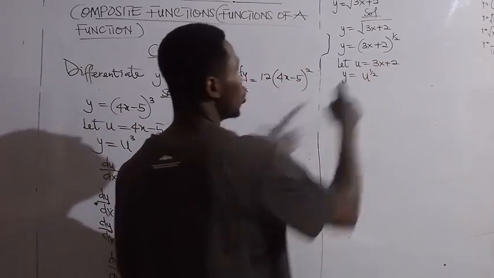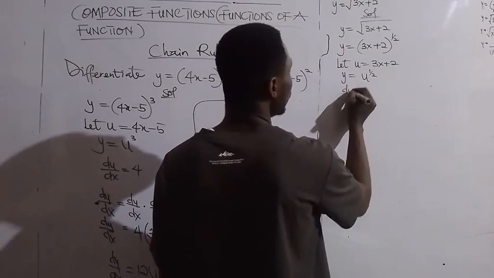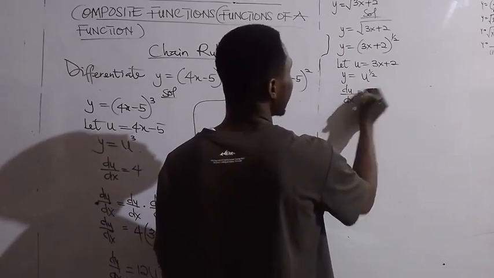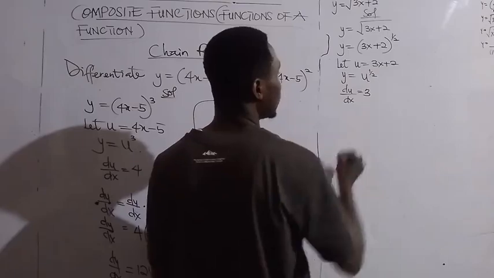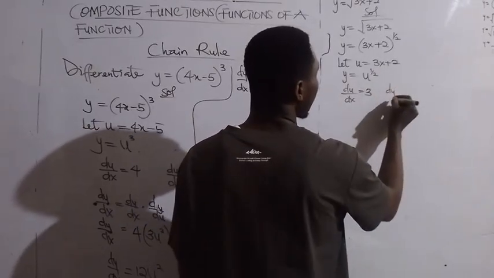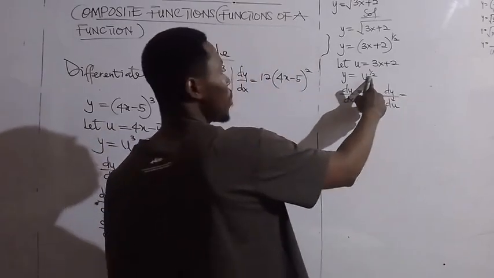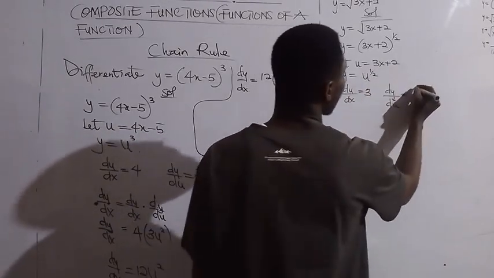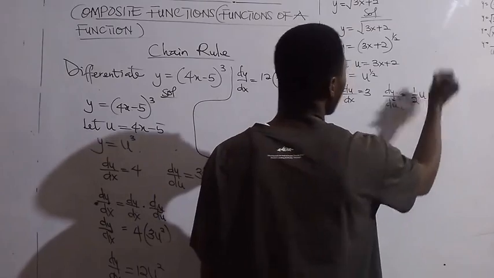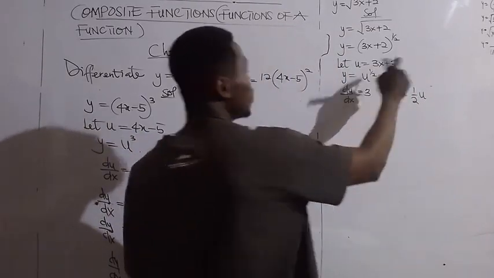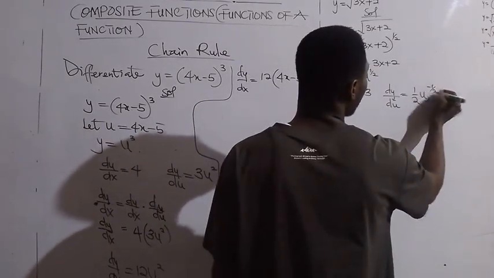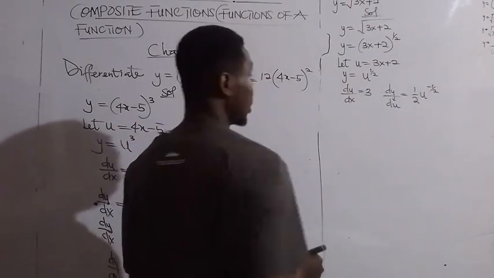Now we'll differentiate u with respect to x. So du over dx is equal to what? Nothing but 3. Then dy over du will be equal to, when you differentiate this, what are we going to get? When you drop down, you have 1 over 2u. Then you subtract 1 from half, you are getting negative 1 on 2. That is what you are going to get.